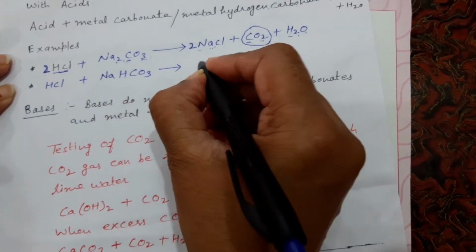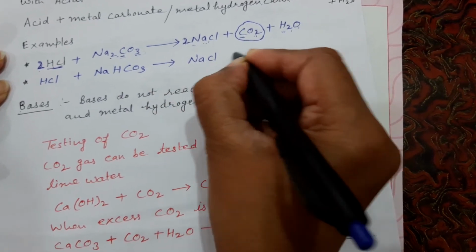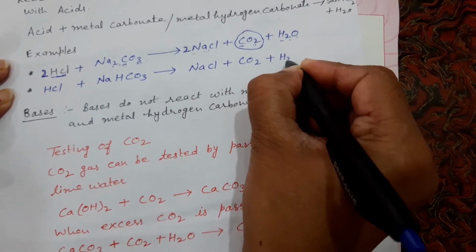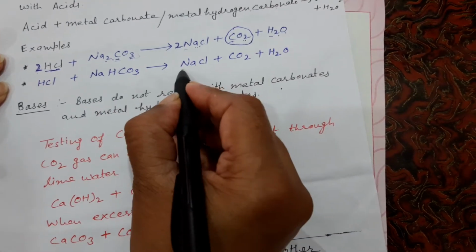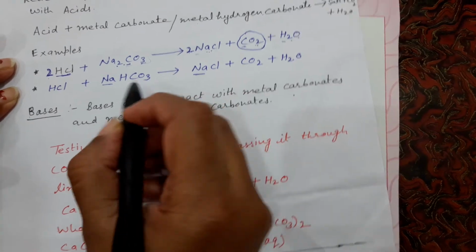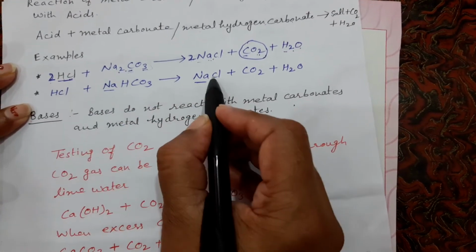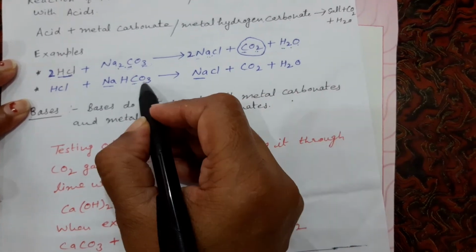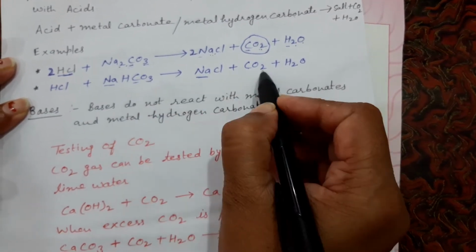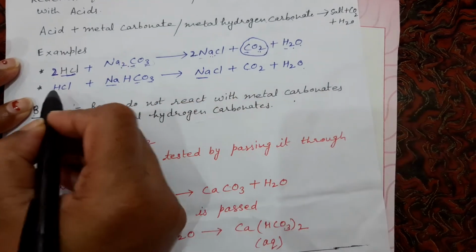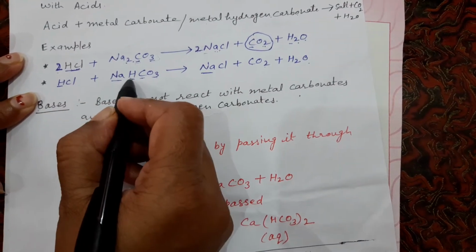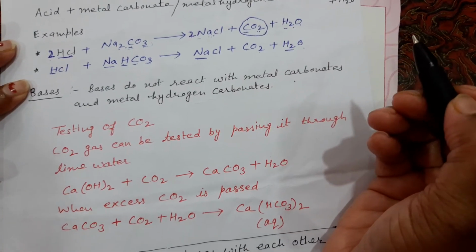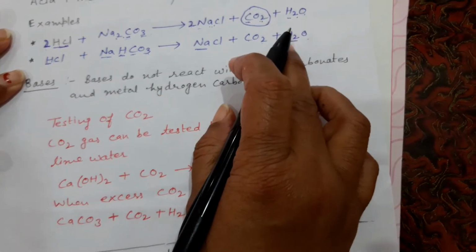React together, they form sodium chloride plus carbon dioxide plus water. Now, balance this equation. Sodium is balanced, and Cl is balanced, and carbon is balanced. Oxygen: 3 oxygen and 3 oxygen. Hydrogen: 1 hydrogen and 2 hydrogen on the left-hand side, and 2 hydrogen on the right-hand side. It means this is a balanced equation.